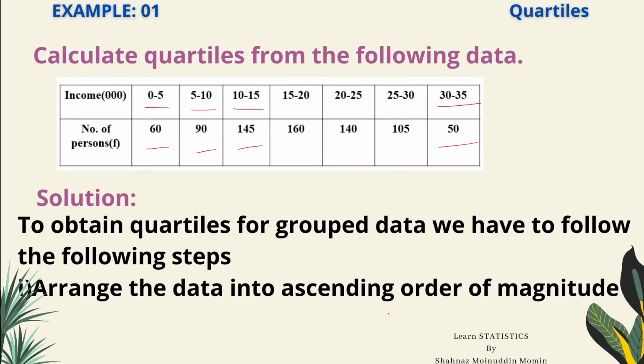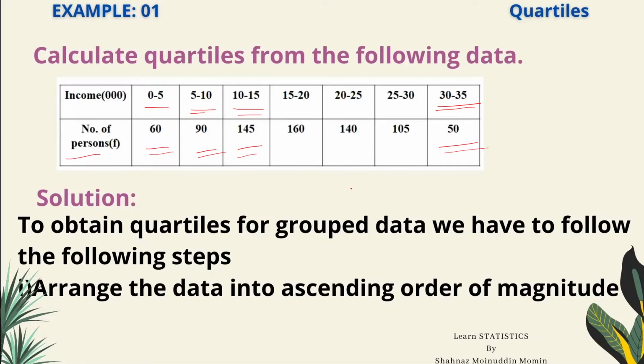Now let us start with the example. Calculate quartiles from the following data. Here we have given income in thousand in terms of the classes as 0 to 5, 5 to 10, 10 to 15, likewise 30 to 35, and the corresponding frequency as number of persons 60, 90, 145 and 50.